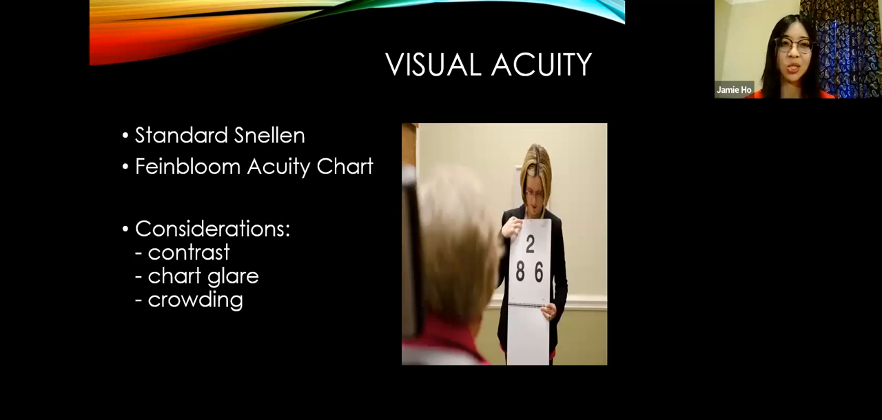So for visual acuity, yes, we can use a standard Snellen chart, which all of you are familiar with. In this picture, this is a Feinbloom acuity chart. It has isolated numbers, and generally you stand far away. We see there's much more contrast on this chart, and less chart glare compared to those digital visual acuity charts. And there's a whole lot less crowding. Crowding happens when you have multiple lines and lots of things competing for the patient's visual attention. You can see here there's a lot of white space between the numbers.